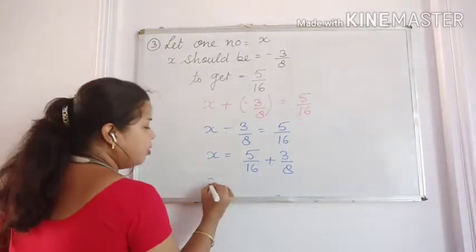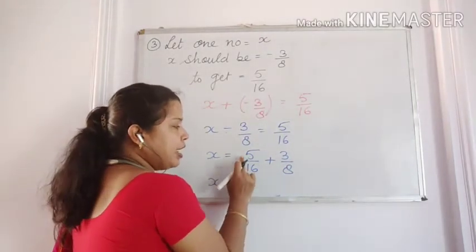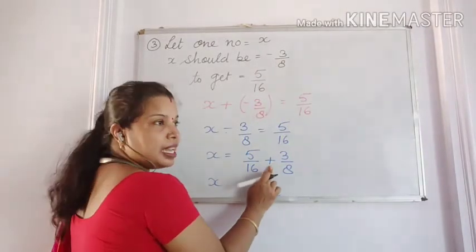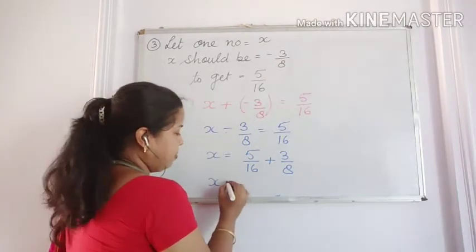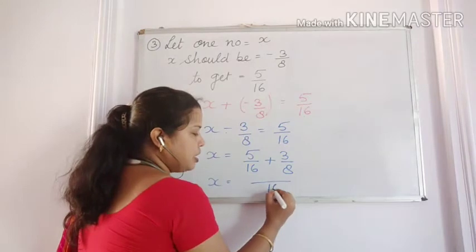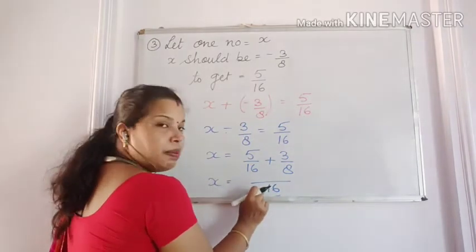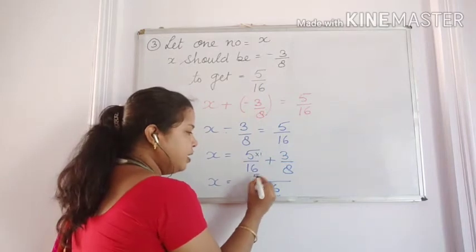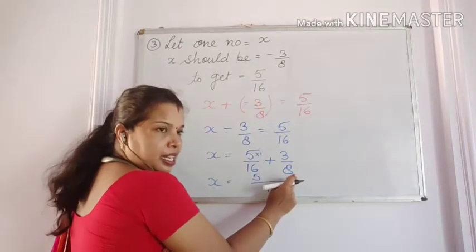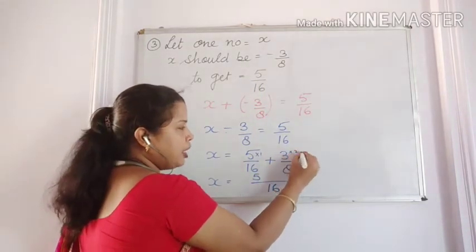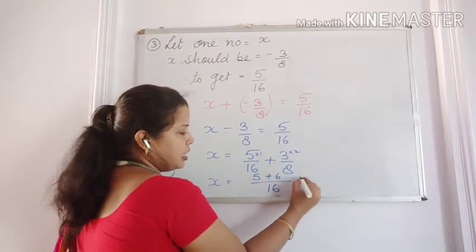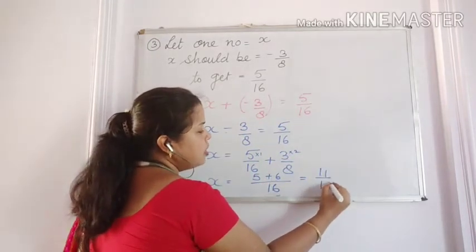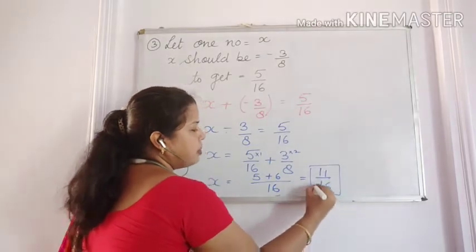Now what we will do, I told you students, if the value is in fraction and the plus sign is here, we will take the LCM. So 16 will be there. 16 divided by 16, 1, multiply by 1, so 5 is here. 16 divided by 8, 2, multiply by 2, so plus 3 to the 6, the answer will be 11 upon 16. That is the answer to number 3.